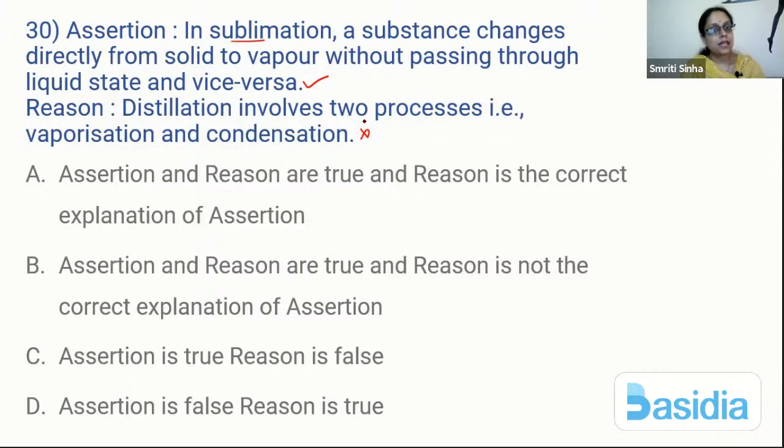So actually distillation is correct. Your reason is correct, but this reason cannot be the correct explanation for assertion because these two are different techniques, correct? So both are true, but they are not the correct explanation of each other. So your option B is correct.